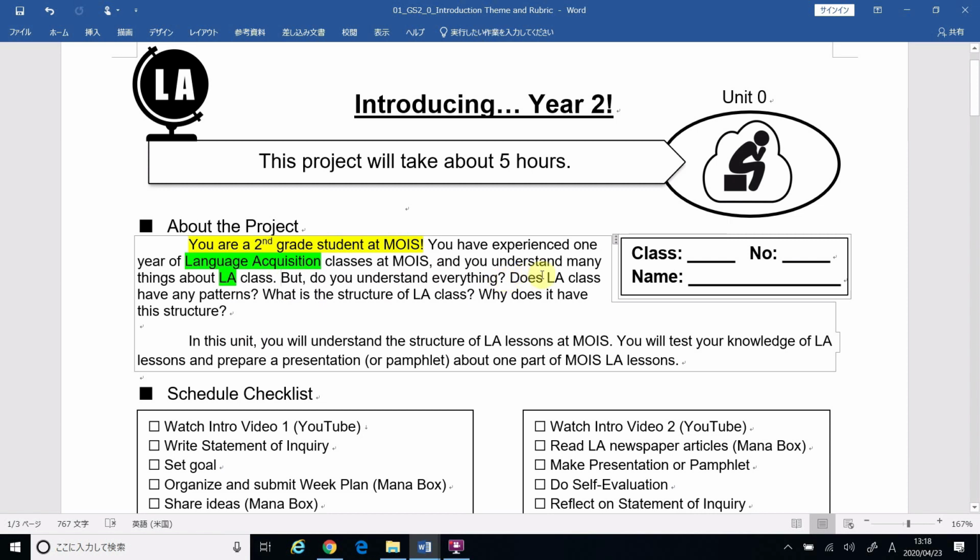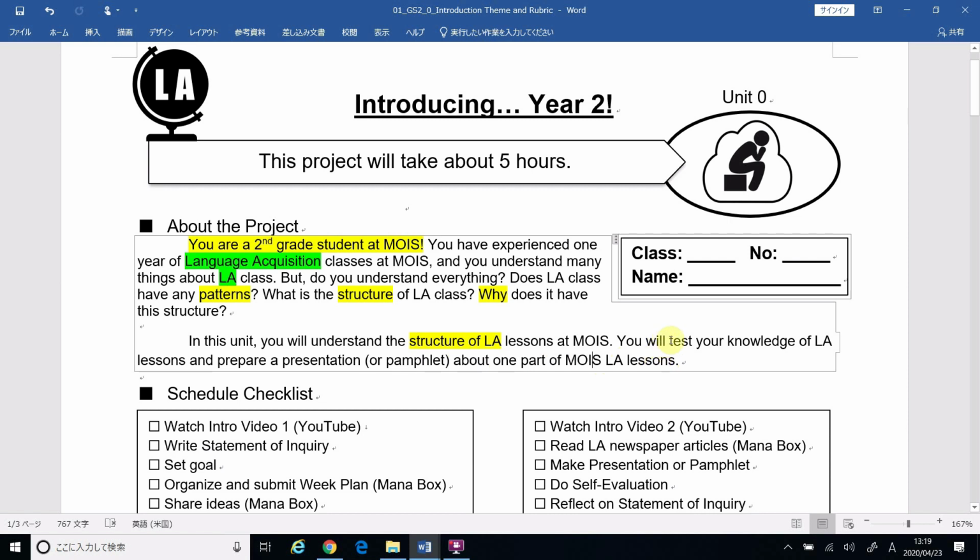I don't know. Does LA class have any patterns? Patterns. Maybe. That's important. What is the structure of LA class? Oh, we talked about structure last year. Why does it have this structure? Okay. Why? In this unit, you will understand the structure of LA lessons at Moyes. Okay, one more time, structure. You will test your knowledge of LA lessons and prepare a presentation or pamphlet about one part of Moyes LA lessons.